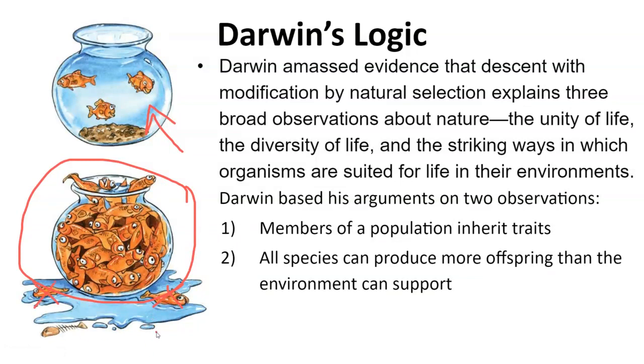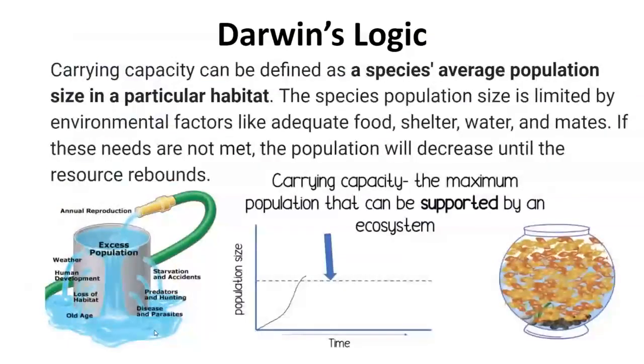And if they die, they're not able to pass on their genes to the next generation. This means that some genes are going to be passed on to the next generation while others are not. So hopefully those genes are advantageous to the population. This is called a carrying capacity.